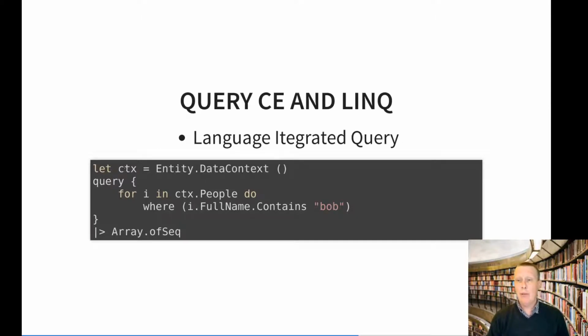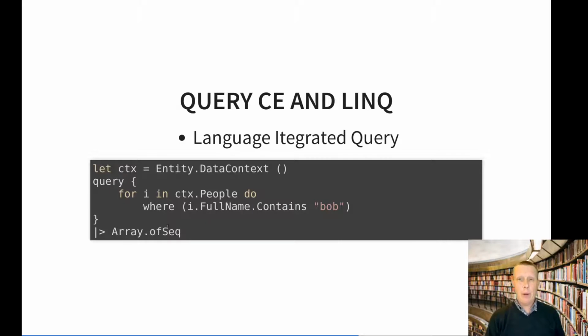The first thing that we need to do is get hold of a context. Say, let context equal entity, which was the namespace that I created, and then I had this data context class inside of it. So we're just going to instantiate the data context class. And then I can say query for i in context.people, which was the name of the one and only table we have, do, and then I will select all entries where full name contains the string Bob.